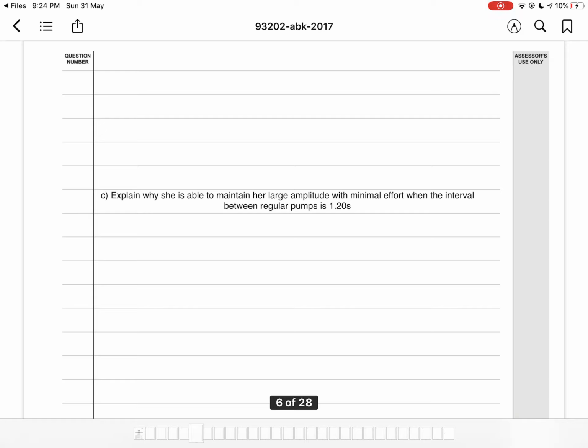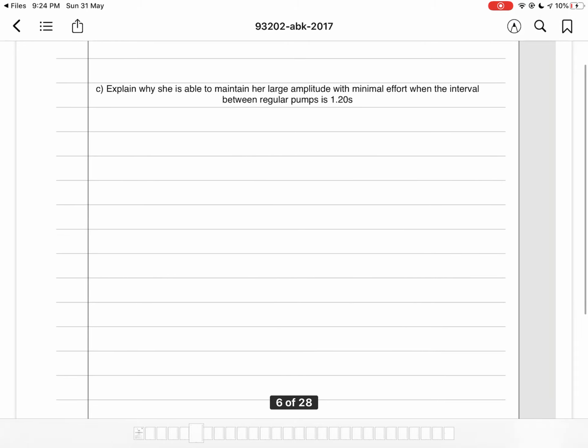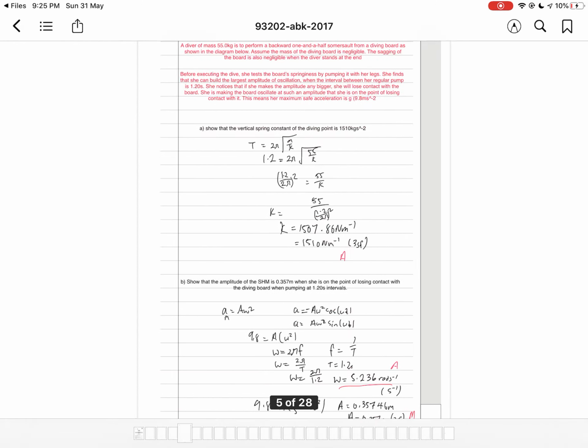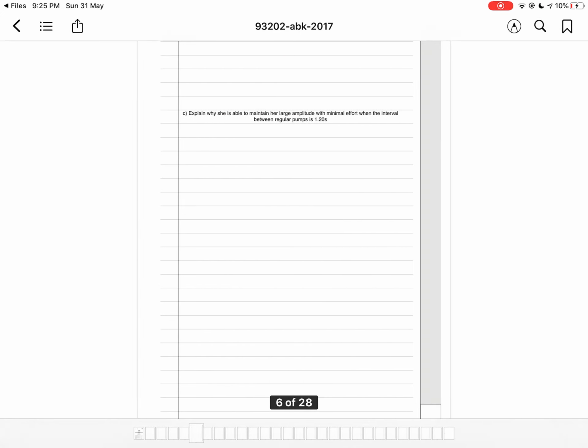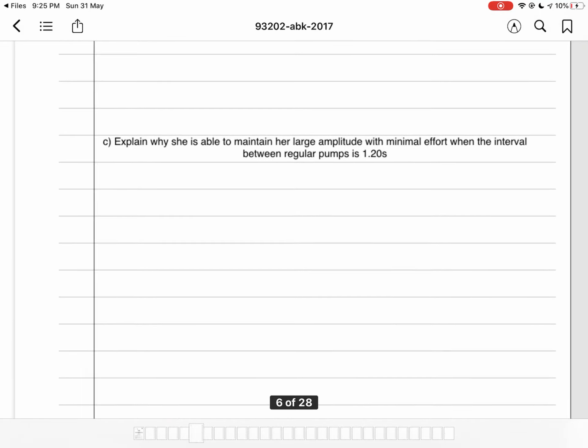Explain why she is able to maintain her large amplitude with minimal effort when the interval between regular pumps is 1.2 seconds. This is because the regular pumping at 1.2 seconds happens to have a frequency equal to the natural frequency of the system. The system is made up of the board and the diver. So we know that the natural frequency of the system is equal to this pumping frequency that is being exerted by this diver.